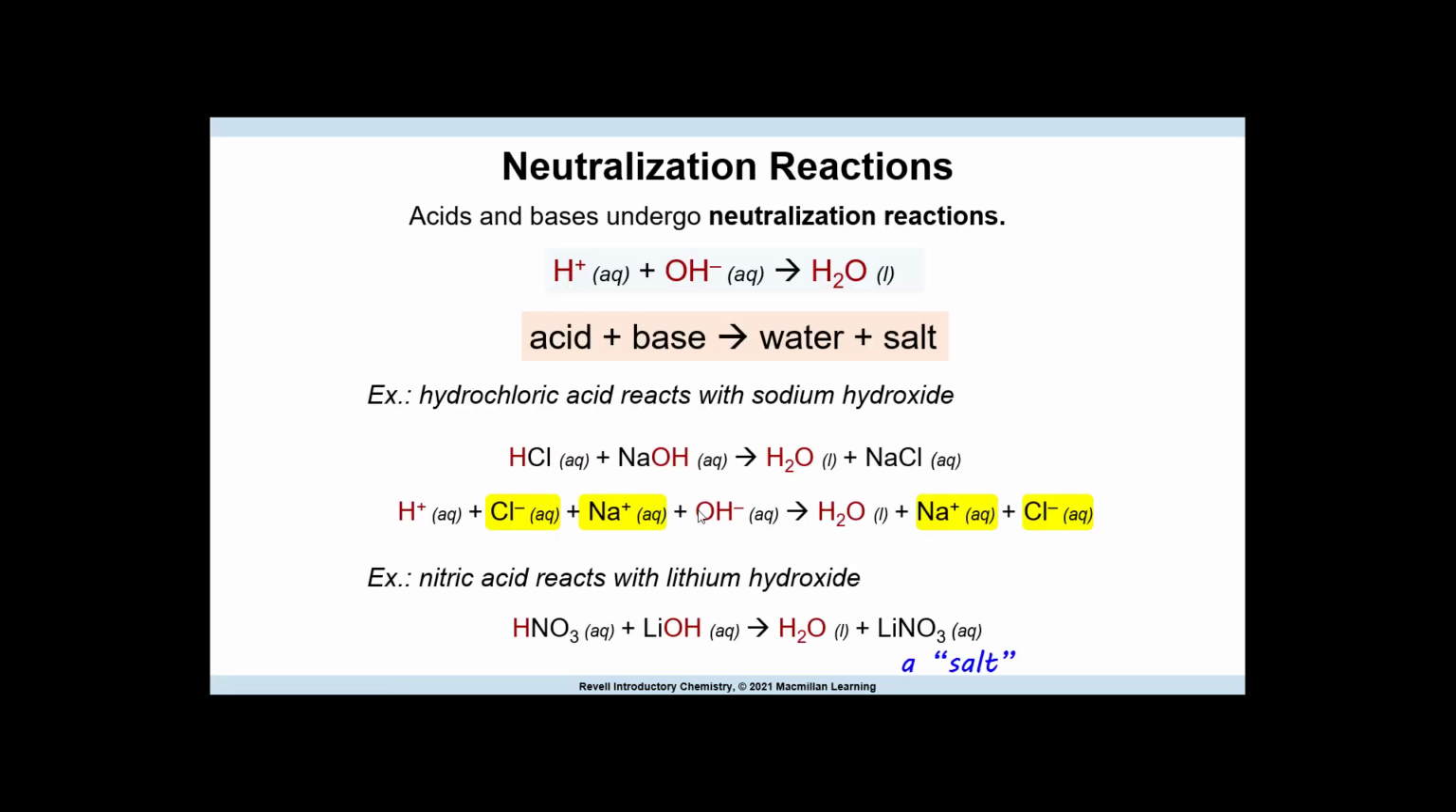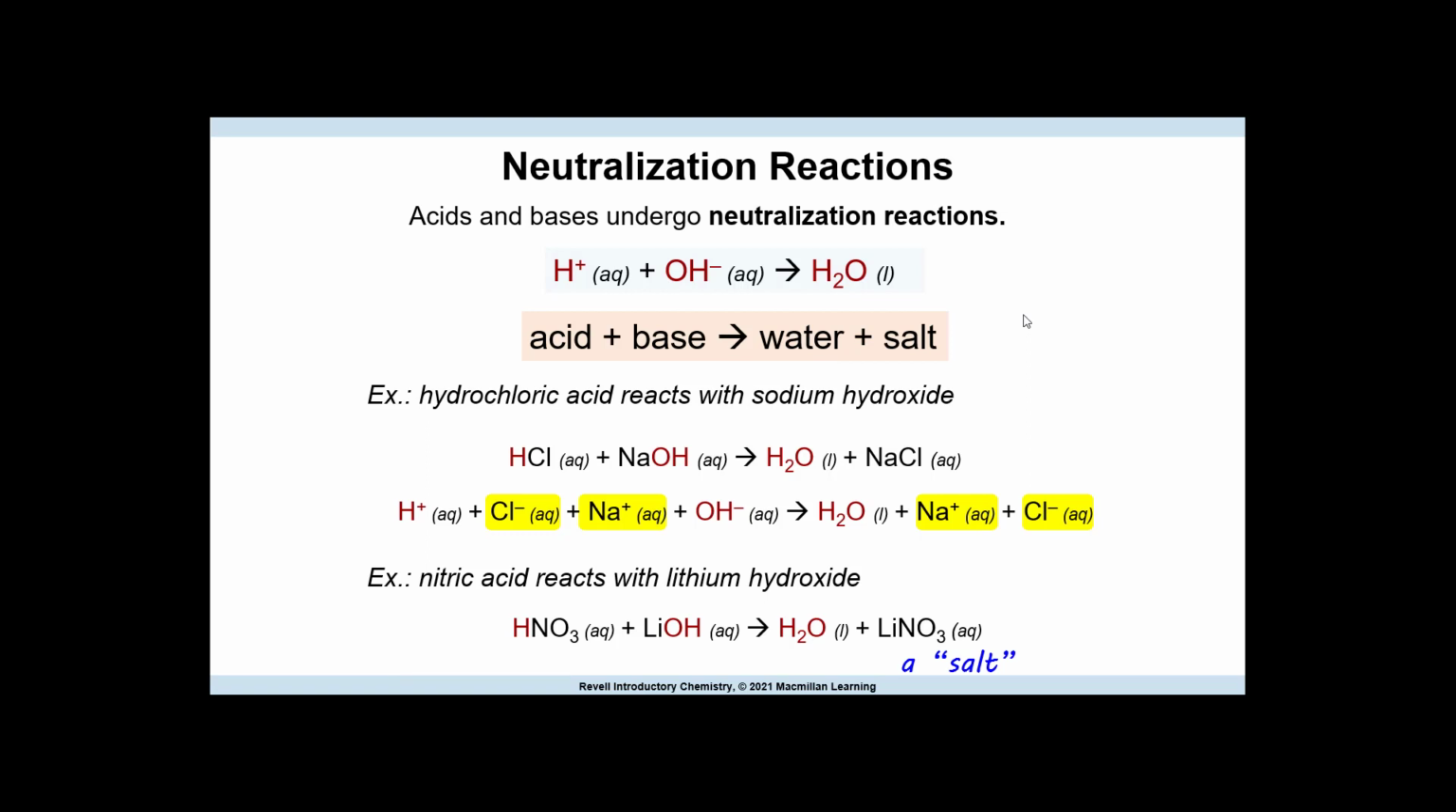Okay, so neutralization reactions. Acids and bases undergo neutralization reactions. That's what they're called. When you hear neutralization reactions, think acids and bases. In these reactions, the proton from the acid, the hydrogen ion, combines with the hydroxide from the base to form water, as shown in this net ionic equation. So you can see in blue here. And this is the general formula for it. You have an acid, you have a base, always produces water and a salt for now.